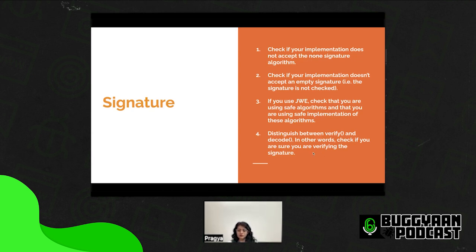Then the fourth part is distinguish between verify and decode. Check if you're sure you are verifying the signature. So this fourth point is for the algorithm confusion attack again, which I mentioned before. There should be a distinction between verify and decode, because decode only means decoding the header and the payload. Verify means verifying the signature. While you are developing applications, you may mistakenly miss out on verify and only keep the decode function. So just make sure that you're using both decode and verify functions.